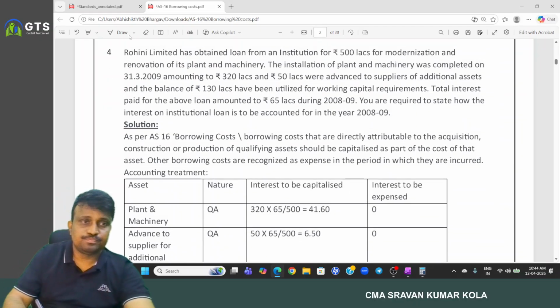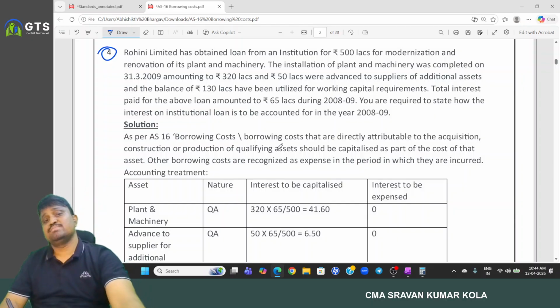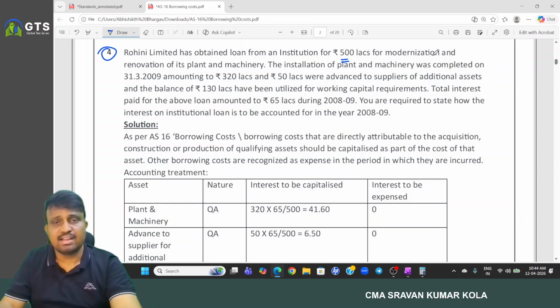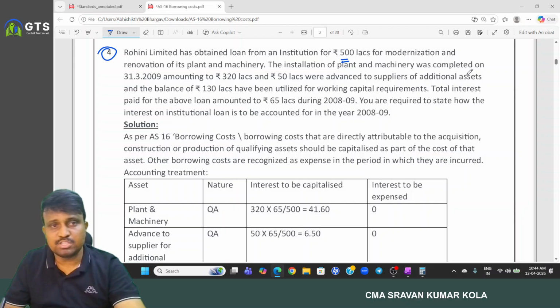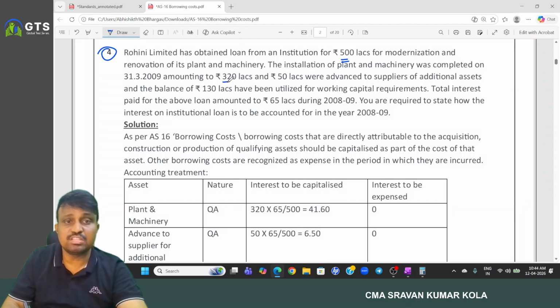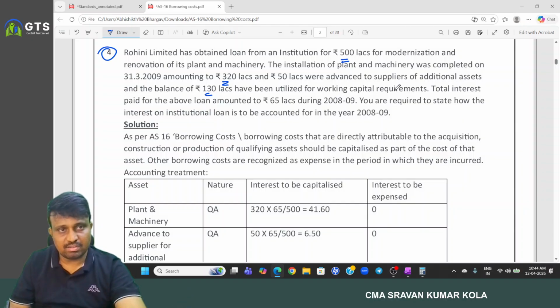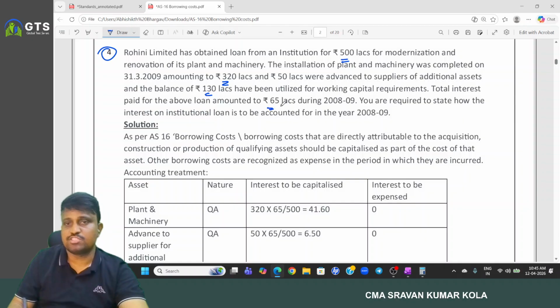And fourth one: Rohini Limited has obtained a loan from the institution for 500 lakh for modernization and renovation of its plant and machinery. Installation of the plant and machinery was completed on 31st March, amounting to 320 lakhs, and 50 lakh advance to the supplier for additional assets, and the balance 130 lakh is utilized for working capital. Three items are there: one is the modernization of plant and machinery, second is the advance to the supplier for additional assets, and third is working capital. And total interest is 65.